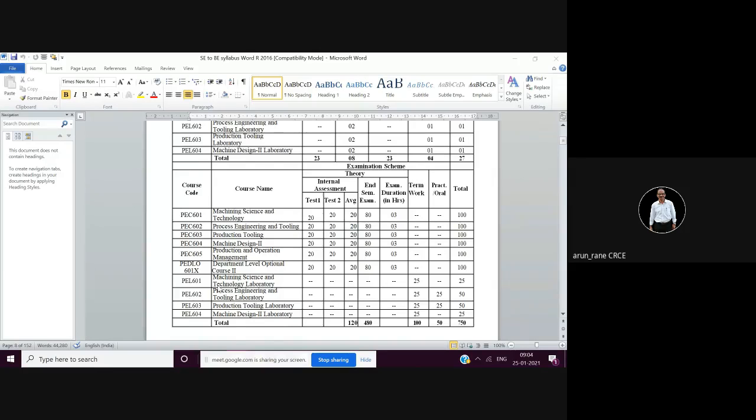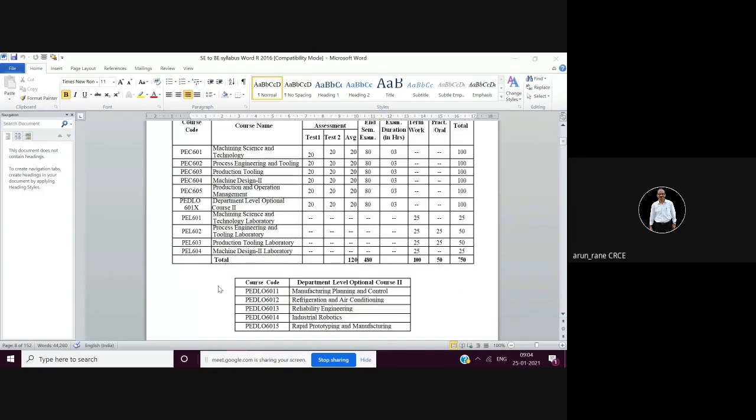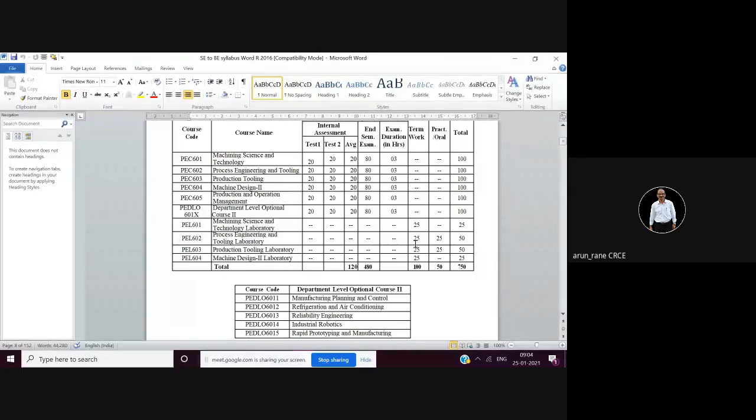Then here you have lab now. So in lab you have term work, that is for the 25 marks, and you have oral for 25 marks. So that is 50. So these particular subjects, that is PET, will consume 150 marks out of your 750 marks.